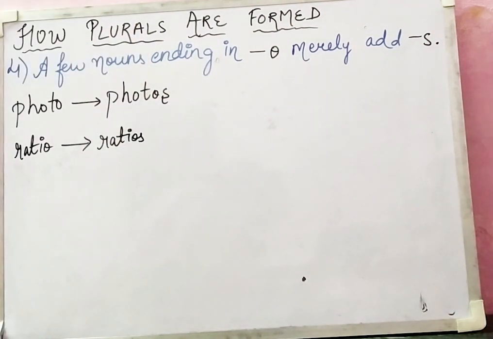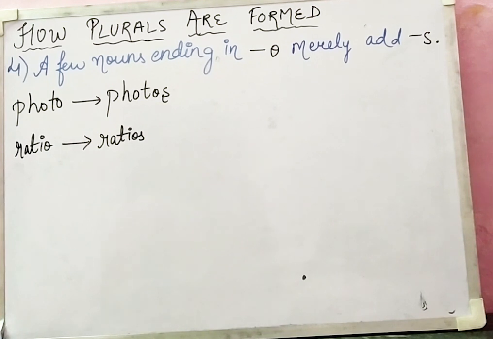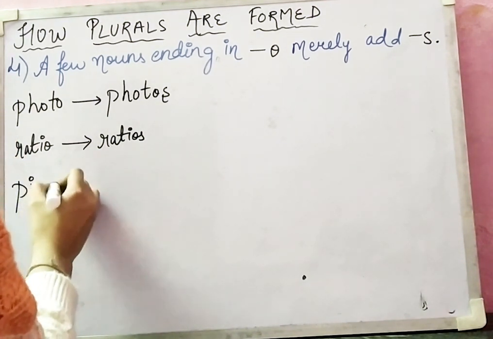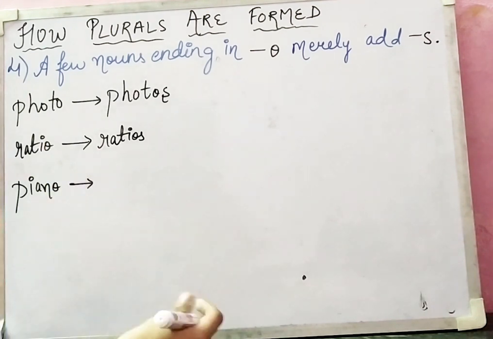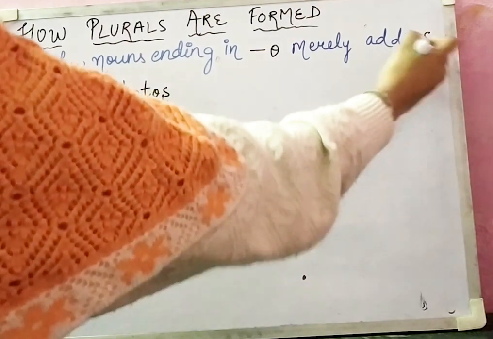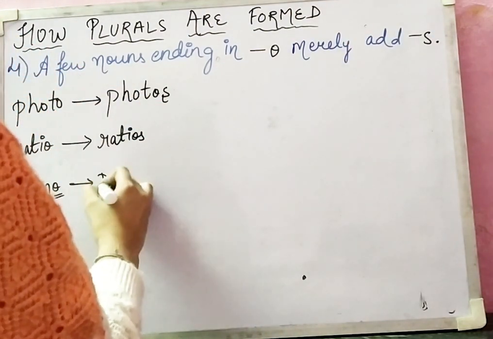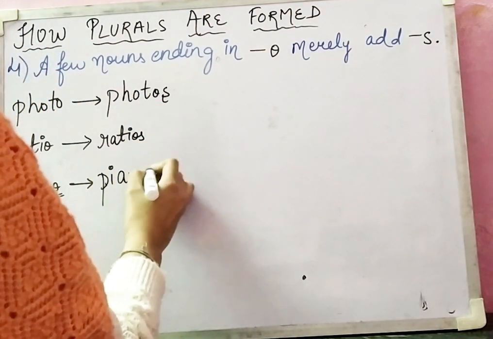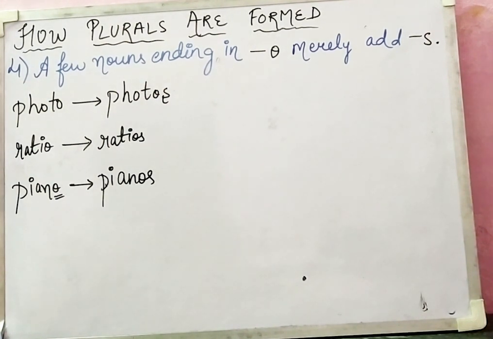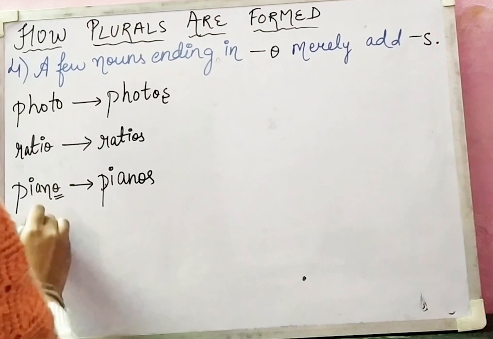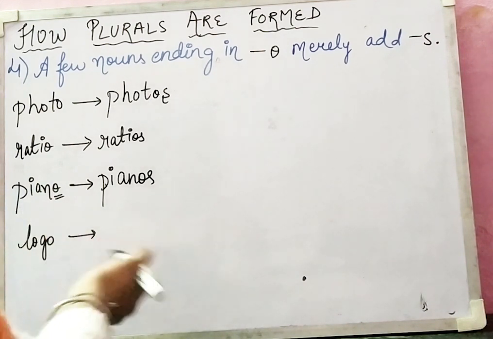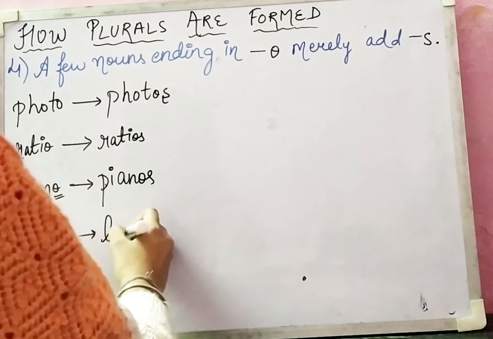So now another example is piano. Many of you can play piano. So what's the plural of piano? There is also o. We just have to add s to make it plural. Means pianos. Similarly, we can take one more example, that is logo. Here the noun ends with o. So we just have to add s to make it plural.